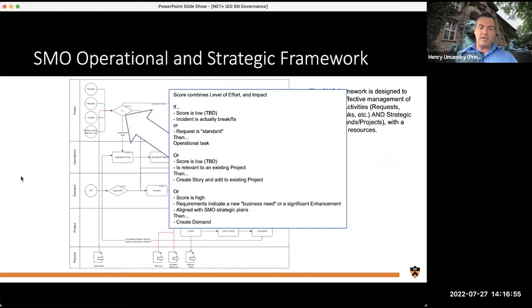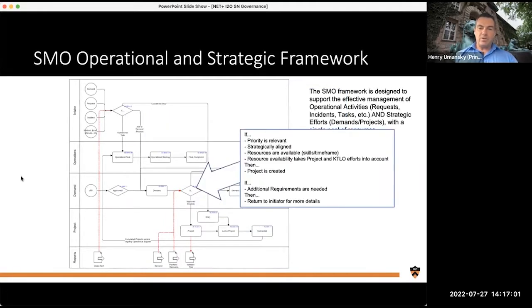Due to the size and complexity of our work, we have several swim lanes to help the team determine how to handle incoming work. During the intake process, a ticket score is calculated based on the level of effort and impact. If the ticket score is below a certain threshold, an operational ticket is created. If the score breaches that threshold, then a ticket is converted into a demand.